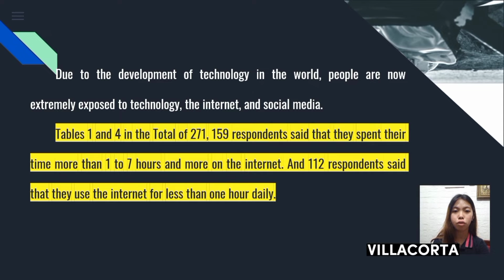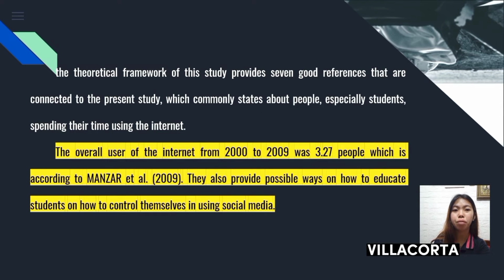That's why, based on the table created from the data collected from the University of Lahore, from Tables 1 to 4, of the total of 270, 159 respondents said that they spend 1 to 7 hours or more on the internet. And 112 respondents said that they use the internet for fewer hours daily. This data already shows that most of the students are spending their time on the internet more than on other recreational activities, which may make them more addicted to using the internet, specifically social media. We agree with the result that social media has a significant influence on young people, which causes the addiction level of the young to increase, and so does the time they spend on the internet or social media.